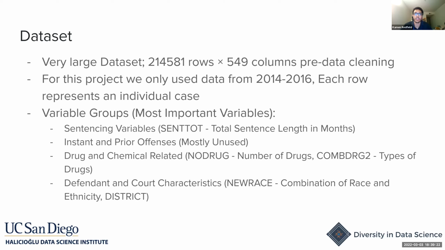There are four main groups of variables in the data set, with the most important variables of those groups being listed in parentheses. The four groups were sentencing variables, instant and prior offenses, drug and chemical related variables, and defendant and court characteristic variables. The new race variable that you see at the bottom was a combination of both race and ethnicity. There were four categories, which are white, Black, Hispanic, and other. That's just something important to keep in mind because during the presentation, we'll use the column name new race a lot. And it's just important to know that's actually a combination of race and ethnicity.